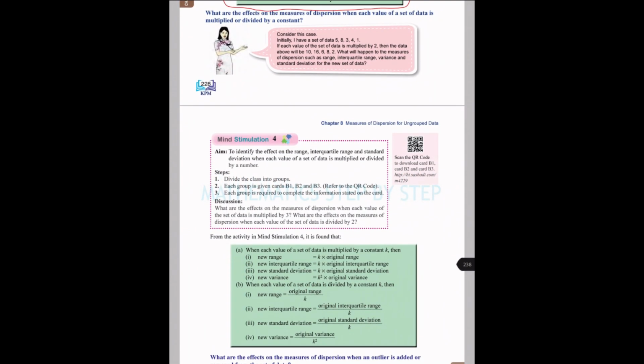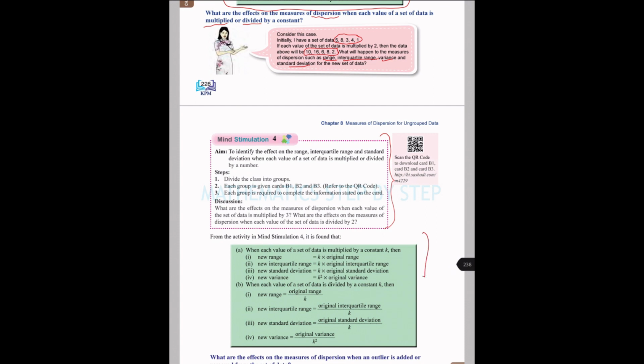So now what are the effects on the measure of dispersion when each value of a set of data is multiplied or divided by a constant? Just now we have learned for the case of addition and subtraction. So now what is the effect on the measure of dispersion when each data in the set is multiplied or divided by a constant? So let's see. This is the original set of data. Then after each data is multiplied by 2, we get the new set of data here, 10, 16, 6, 8, and 2. So now we want to see what are the effects to the range, interquartile range, variance, and standard deviation. Okay, so again, you guys will find a few friends and have this discussion together.